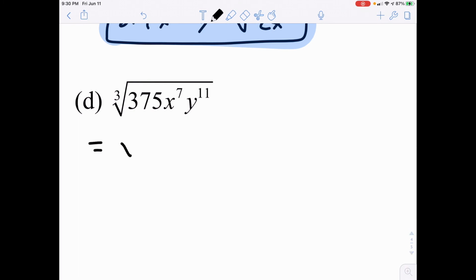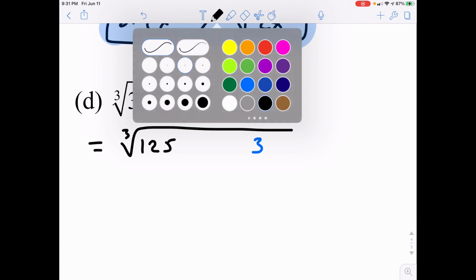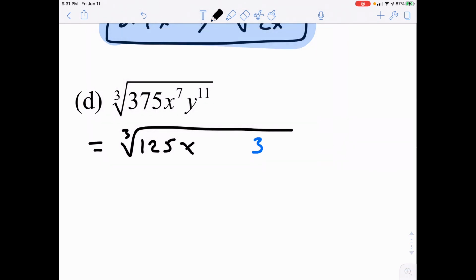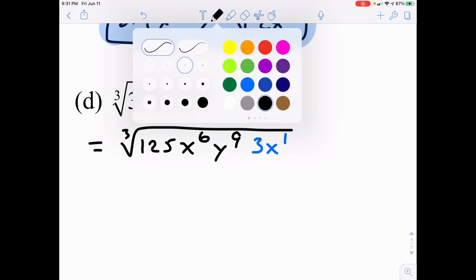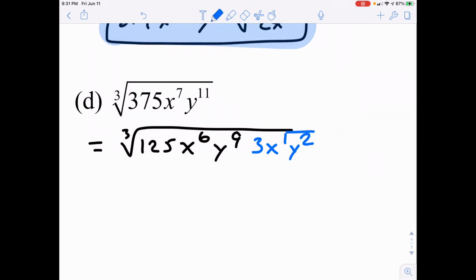The cube root of 375 x to the 7th power, y to the 11th power, can be broken down first into 125 times 3. That's the largest perfect cube that goes into 375. x to the 7th can be broken down into x to the 6th times x to the 1, because the cube root, a third root, goes into 6 of those 7 x's, 2 times. And then for y to the 11th, a cube root can go into 9 of those 11 y's. The remaining 2 go over here.